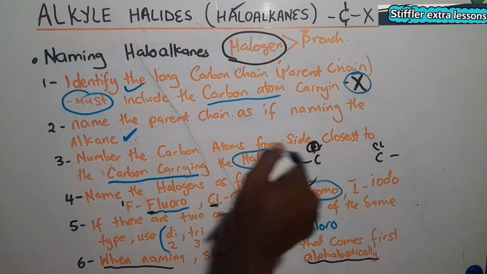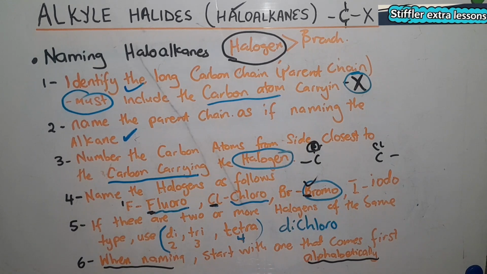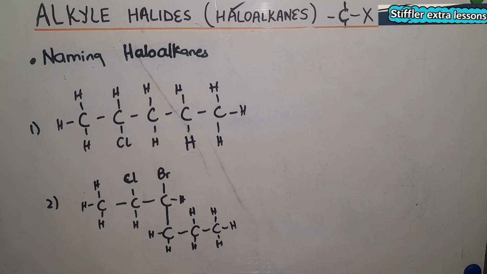So we prioritize the B first before the C, and so on. Also, the F is prioritized more than the I, just like that. So just copy this or make a screenshot, and then we can go over how to name this with examples now, right? So let's try this out.